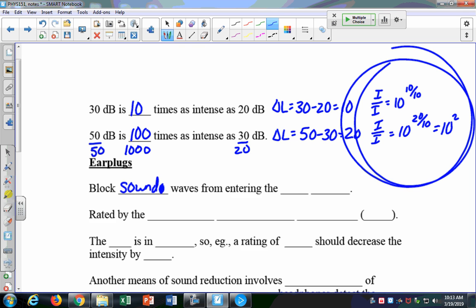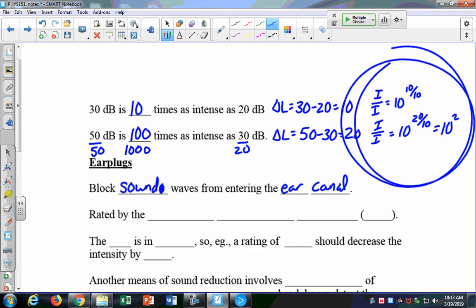Sound waves from entering the ear canal. They can be pretty effective. If they're put in properly, they can block out basically all the noise. Most people, when they put them in, don't really put them in correctly. They're sort of sticking out, flopping around.